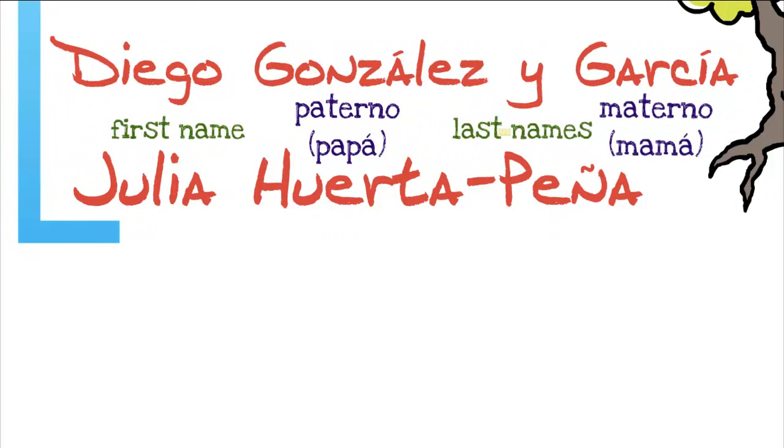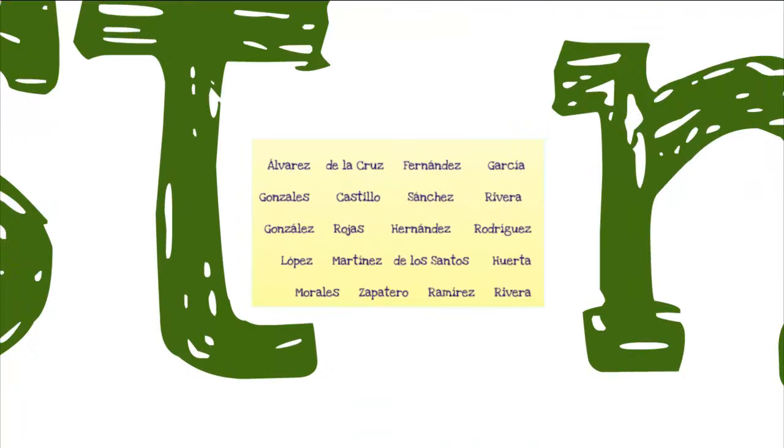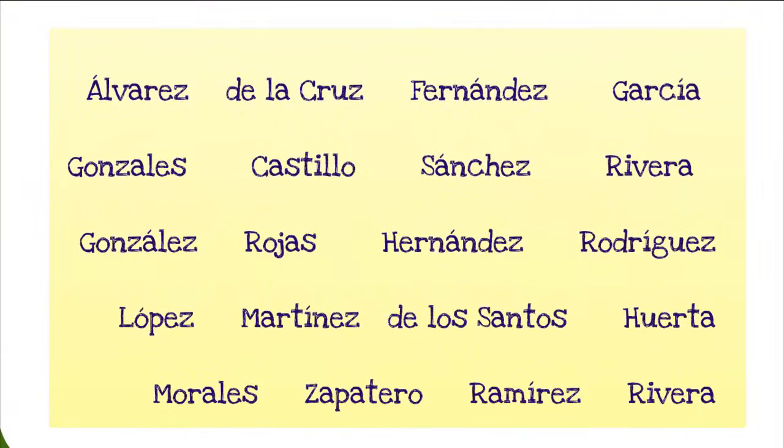How do I remember the order? Well, I think like 10:30 p.m. P.M. Papa, mama, paterno, materno. Just helps me remember. So a few common last names that we have here: Fernandez, Sanchez, Rojas, Martinez. Names that end in EZ mean son of. So Sanchez would be the son of Sancho. Hernandez would be the son of Hernando.